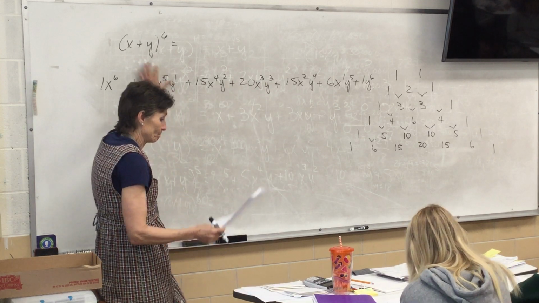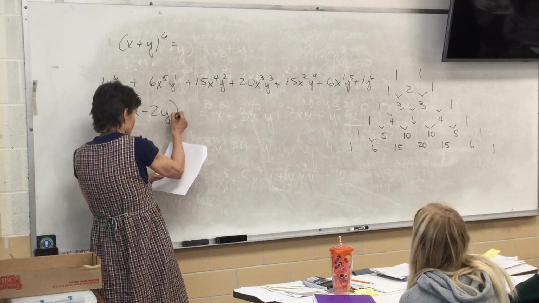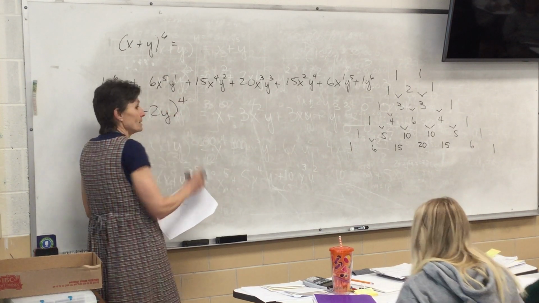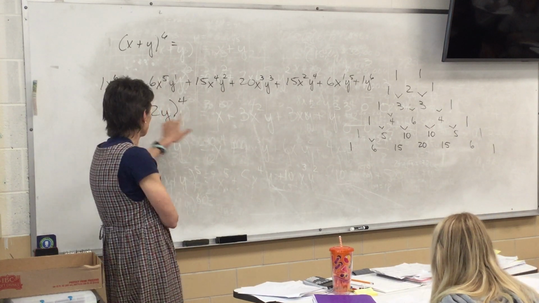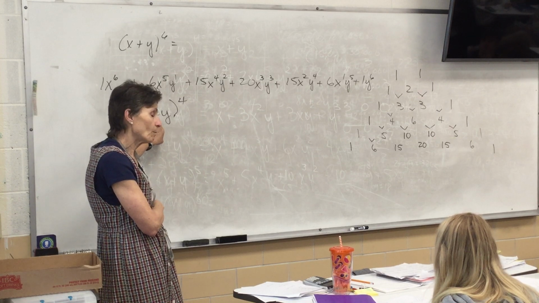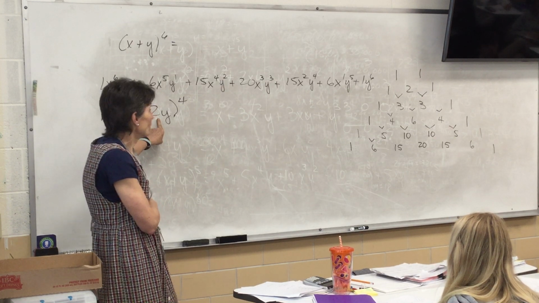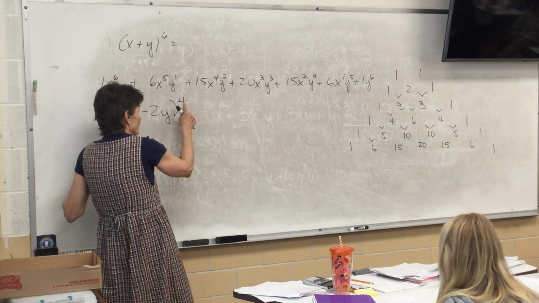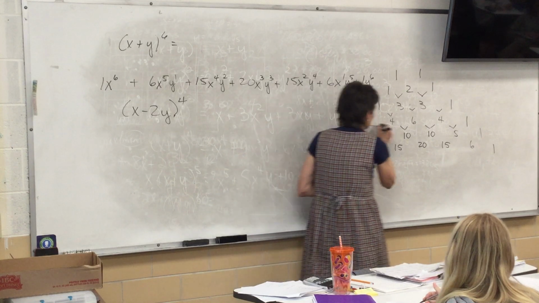Number 2. Expand x minus 2y to the 4th. This is exactly the same thing, but I've thrown an extra number in there. So let's see how we're gonna deal with that. Well, we're gonna start, that's a 4. So I'm gonna come over here to my triangle.